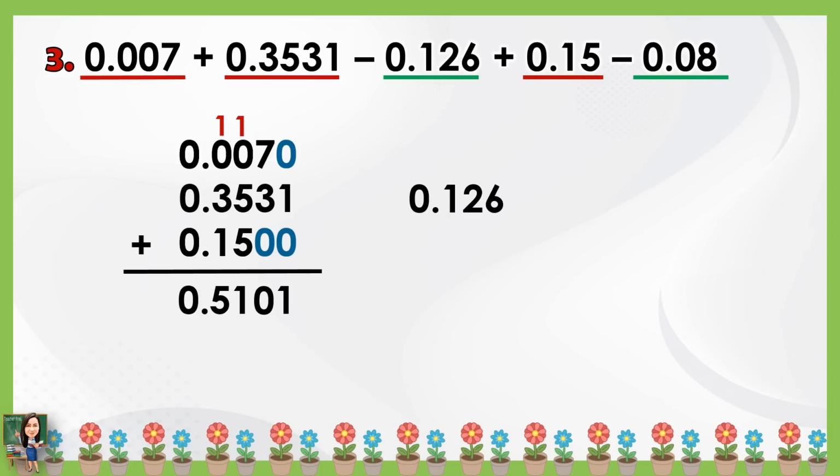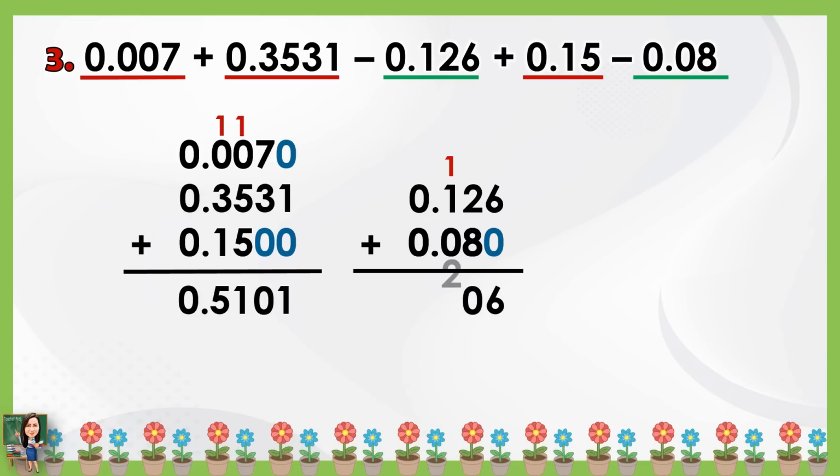126 thousandths plus 8 hundredths. Then, insert 0. 6 plus 0 equals 6. 2 plus 8 equals 10, carry up 1. 1 plus 1 equals 2. Then write the decimal point and the 0. The sum is 206 thousandths. And then subtract 206 thousandths from 5,101 10,000ths.